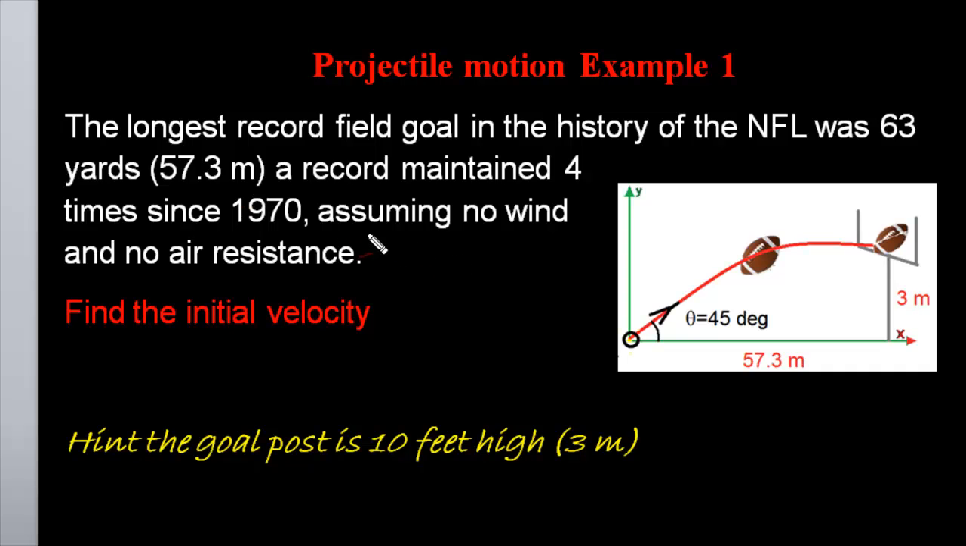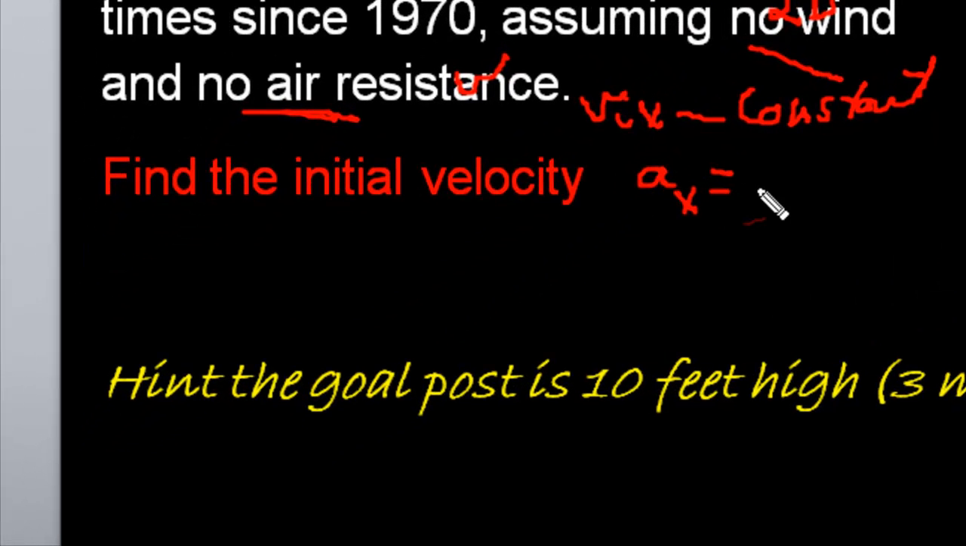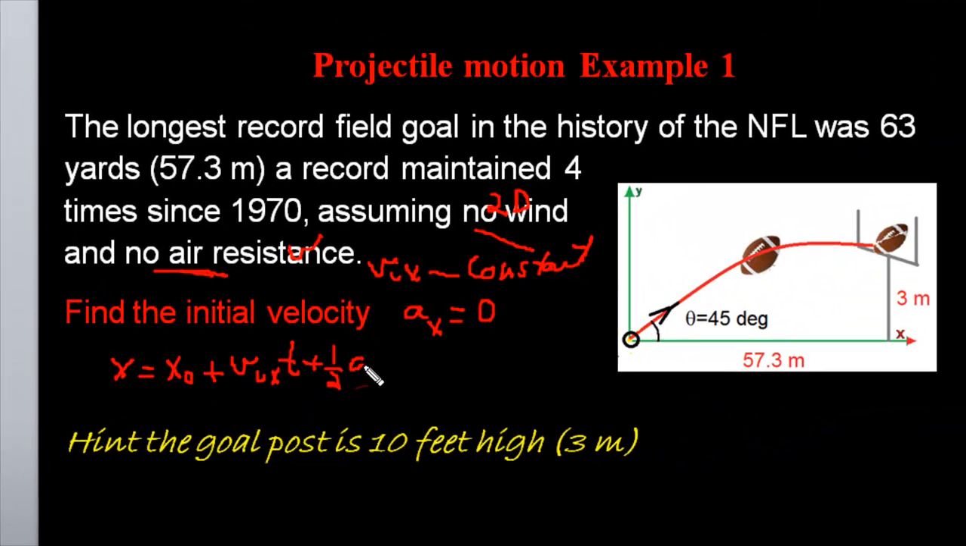But assuming no wind, that means there is no wind to knock the ball off its two-dimensional path, because that wind could actually push it into the screen or outside the screen. This means two-dimensional. And no air resistance. No air resistance means that initial velocity in the x direction remains constant, which implies 0 acceleration in the x direction. So x equals x initial plus initial velocity in the x direction times time plus 1/2 acceleration times t squared.